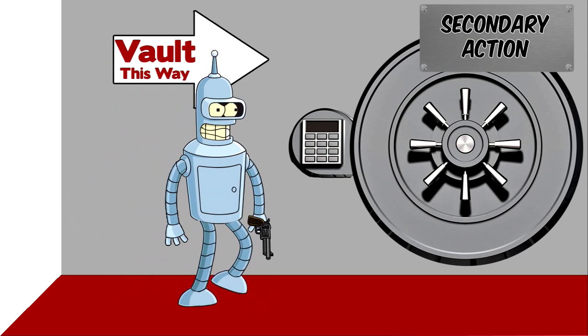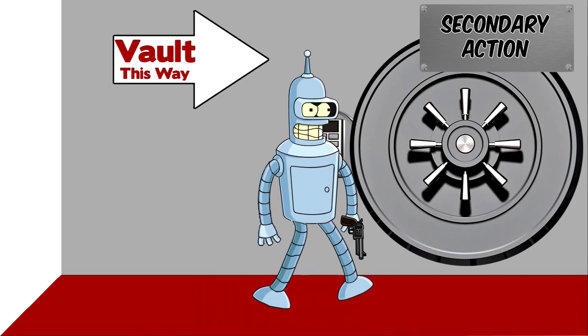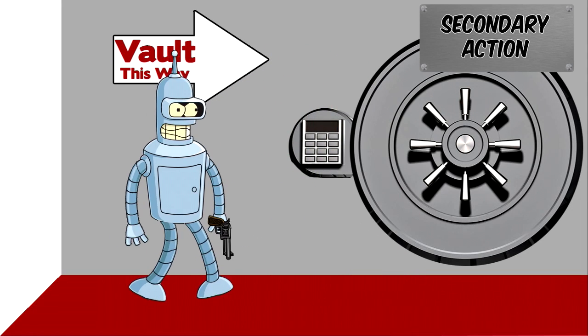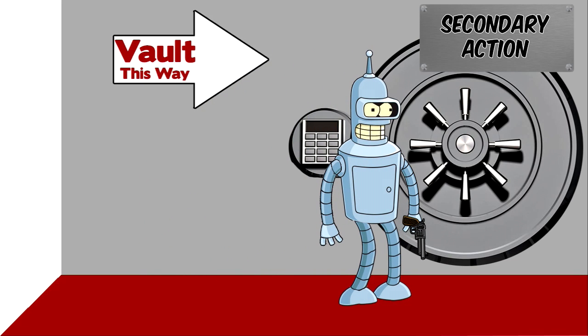Notice how Bender is whistling. He is creating secondary action. Secondary action is used to give a scene more life and realism. These actions emphasize the main actor rather than take away focus from him.